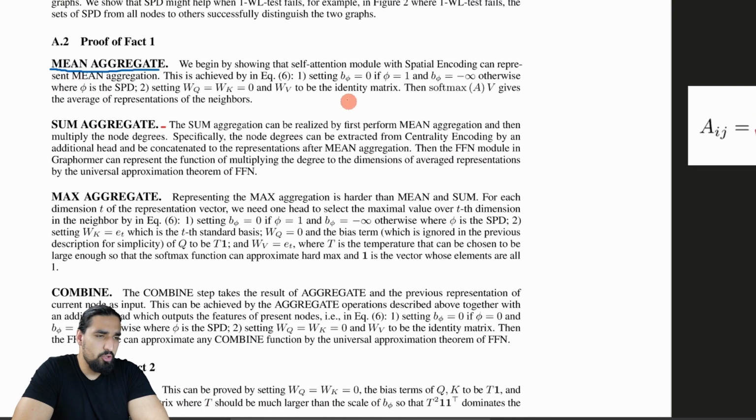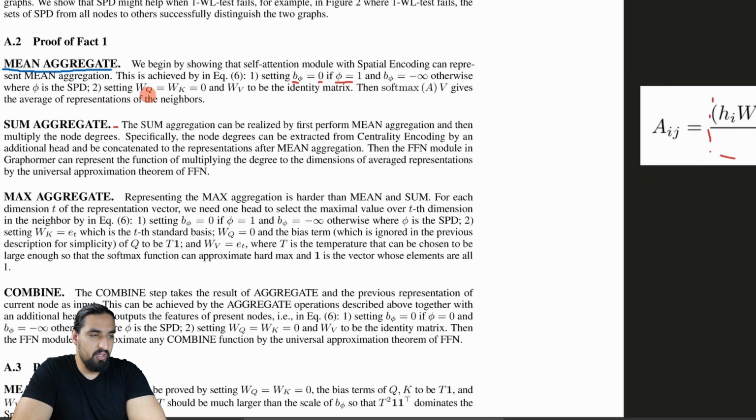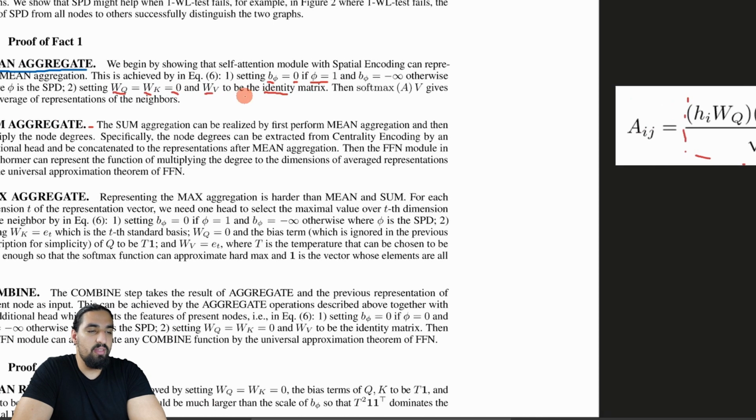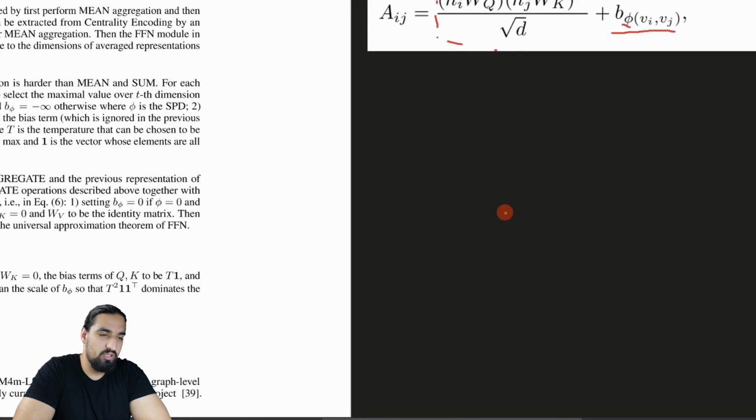By setting the scalar to 0 when phi equals 1, so for direct neighbors, and to minus infinity otherwise, where phi is the shortest path distance, and setting the query projection matrix and the key projection matrix to the 0 matrix, and the value projection matrix to the identity matrix, the softmax gives the average representation of the neighbors. Let me try to break down how this works.